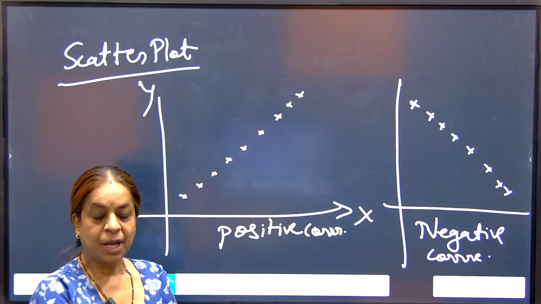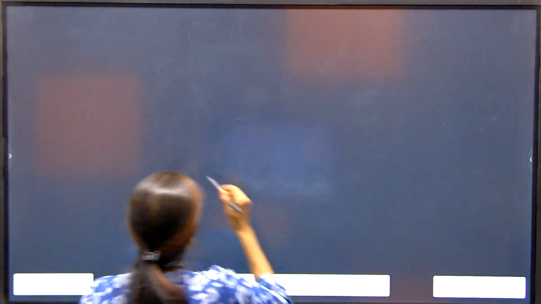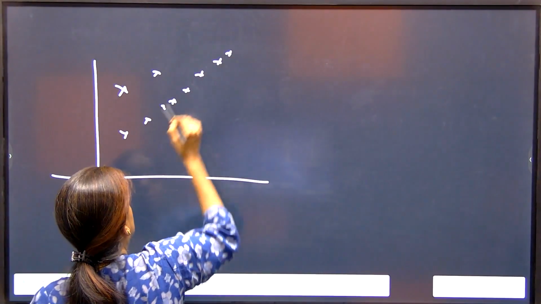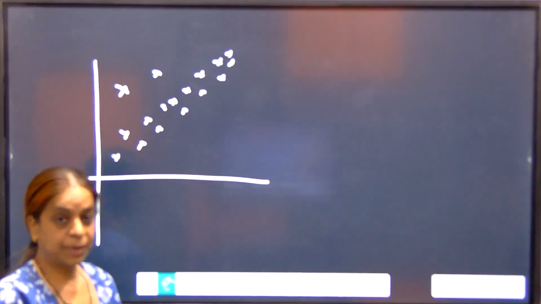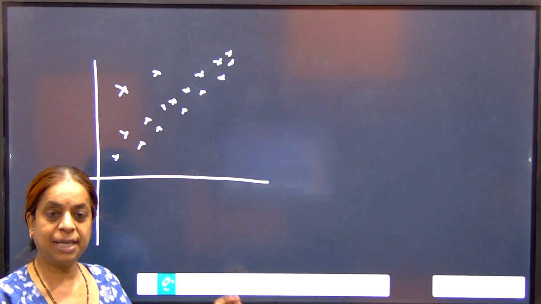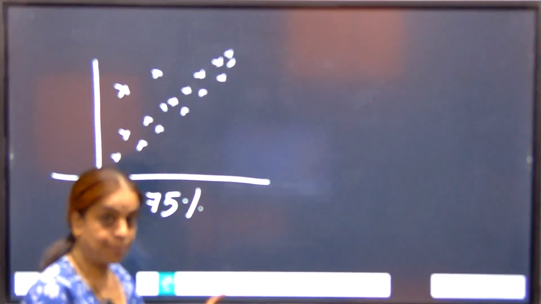Okay? Maybe these values scatter in some percentage. For example, I am getting the values in upward direction, but some of the values are scattered. Even then, I can understand that the correlation is positive, but the percentage of correlation, or degree of correlation, is less. In the previous case, it was 100%, but here it may be approximately 75%. But the type of correlation will be positive.